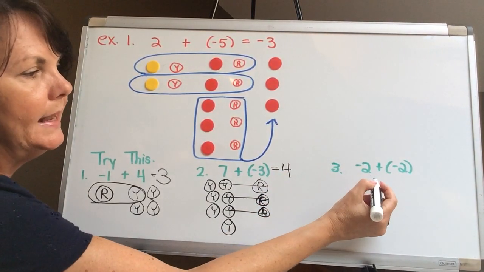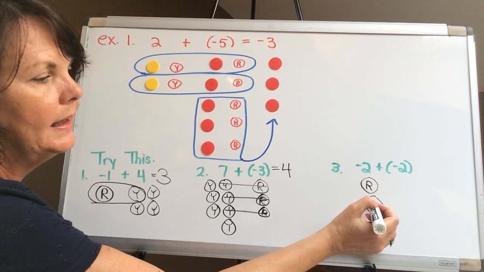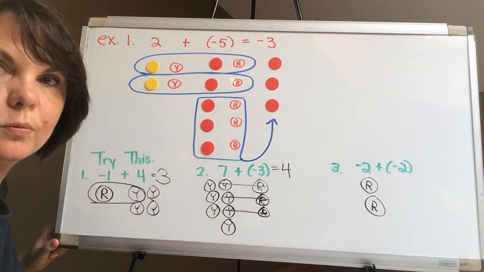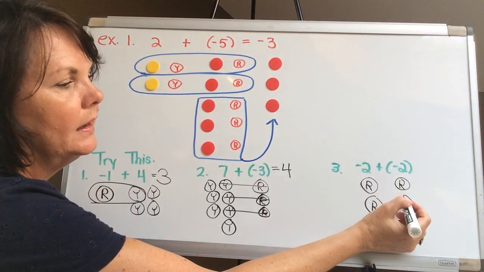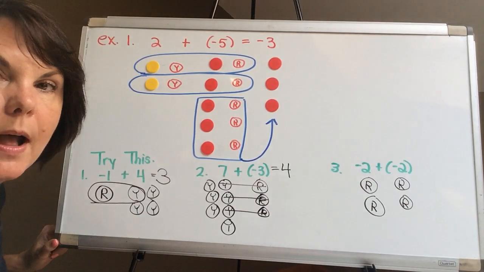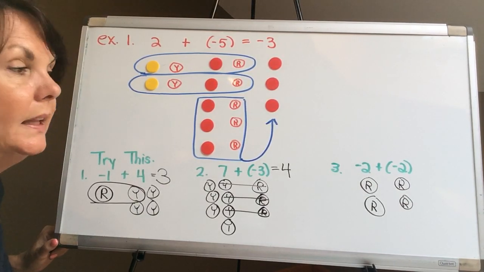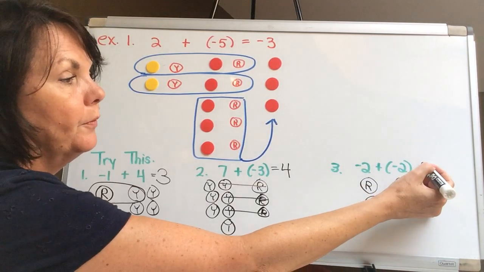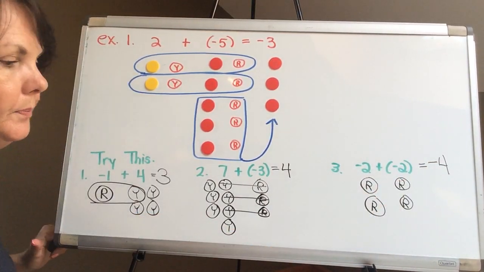Next we have a -2, and that color is red. We have another -2, and that color is red as well. They don't make any zero pairs, so what I have left is 1, 2, 3, 4 red, or a -4.